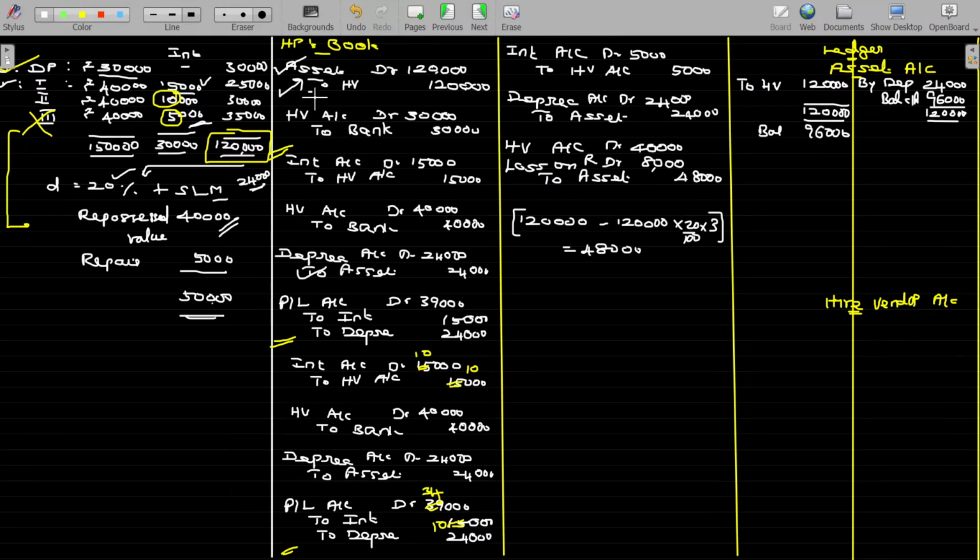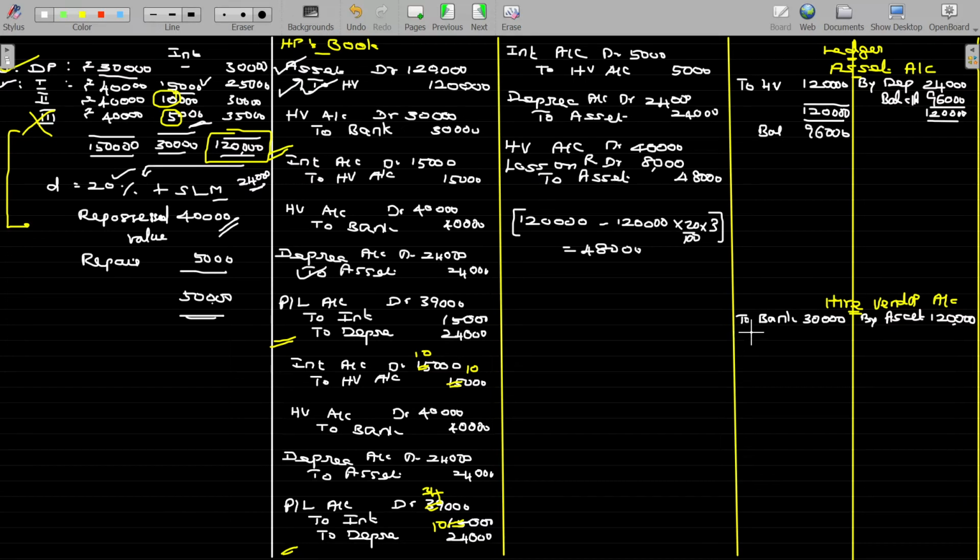Okay, now hire vendor la பொறுத்த வரைக்கும், hire vendor la buy asset, this value being 1,20,000. Immediately on this purchase a part amount is paid which is called down payment. So to bank, the first down payment immediately made here being 30,000.